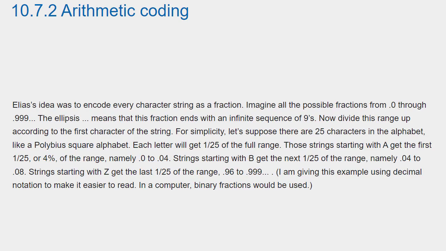Elias's idea was to encode every character string as a fraction. Imagine all the possible fractions from 0 through 0.999... The ellipsis means that this fraction ends with an infinite sequence of nines. Now divide this range up according to the first character of the string.